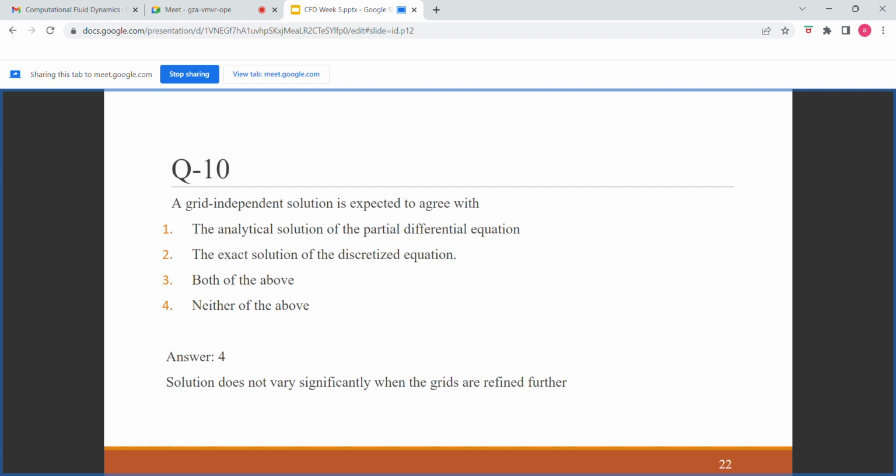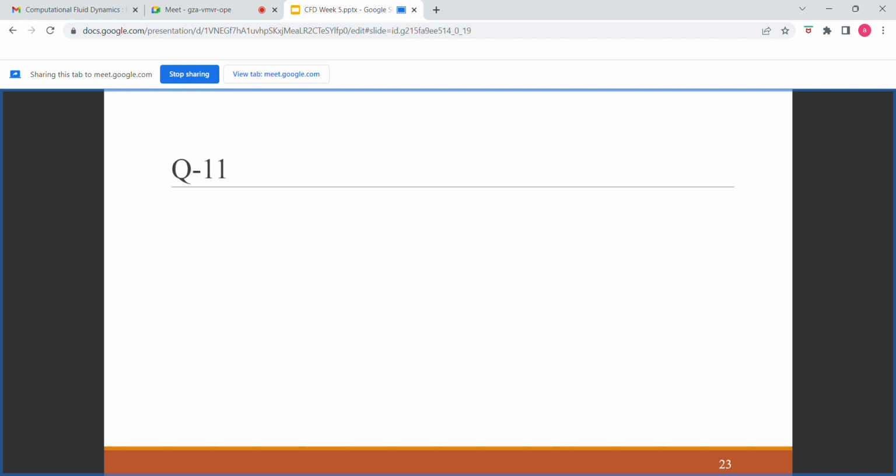Now we move on to a few other interesting problems that are related to this week's session, and we'll see how they can be solved. We'll move on to question 11 of the next one.